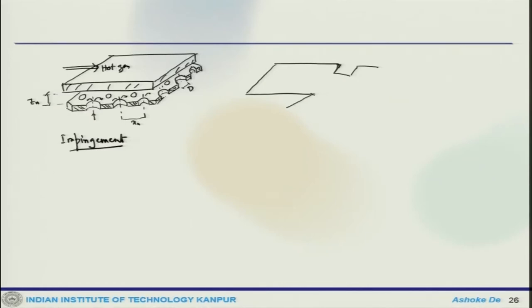So, that is how the slot is. This slot could be rectangular. Now this is the slot where things come out, this is the cooling gas, it is called film. So, that is the surface, here the hot gas comes in. Now, this is another standard strategy.